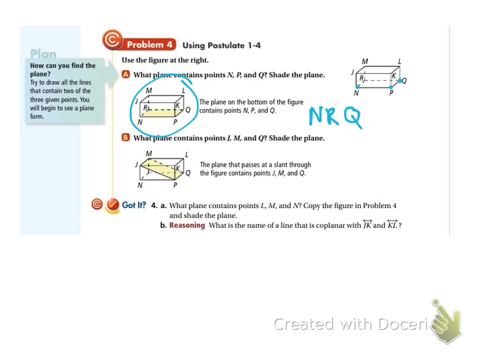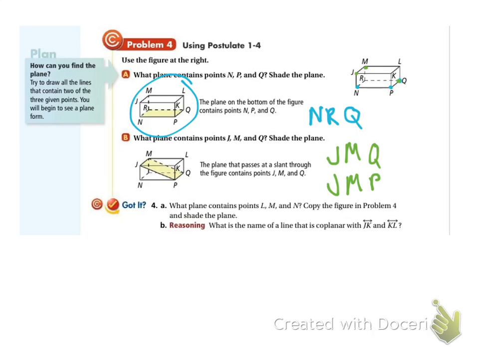And then if we look in green, what plane contains points J, M, and Q? Well, you can see that shaded in the picture. It's going diagonally down. It kind of looks like a slide. And we could call that JMQ. We could call it JMP. Again, there's multiple names we could call the plane.